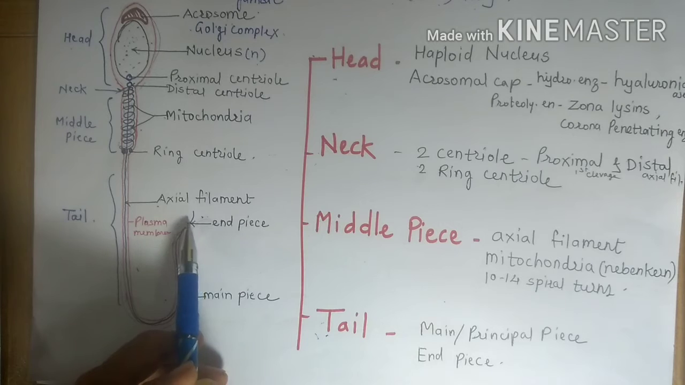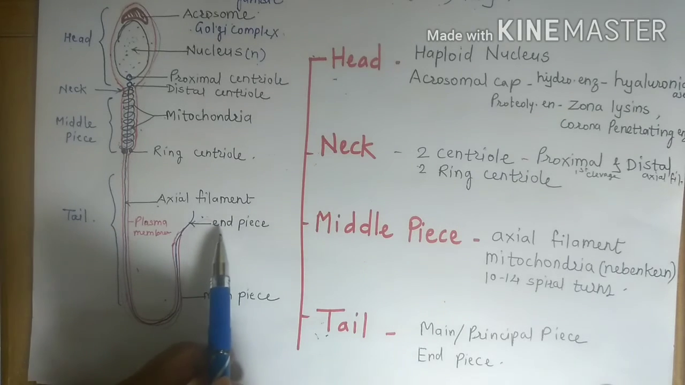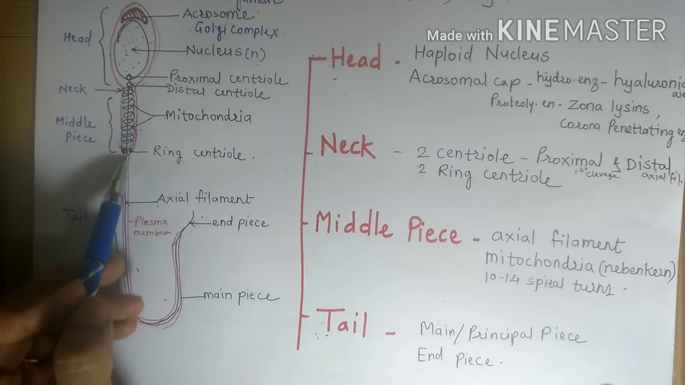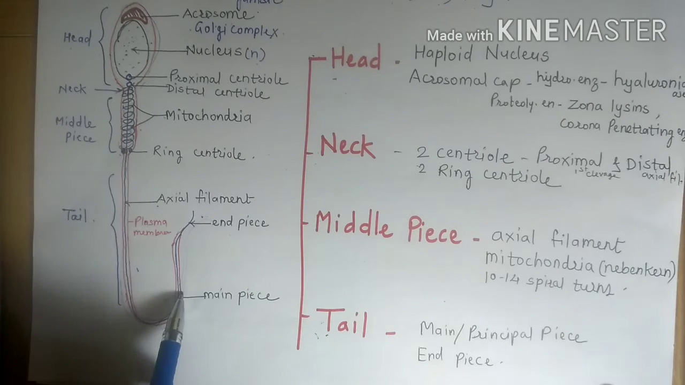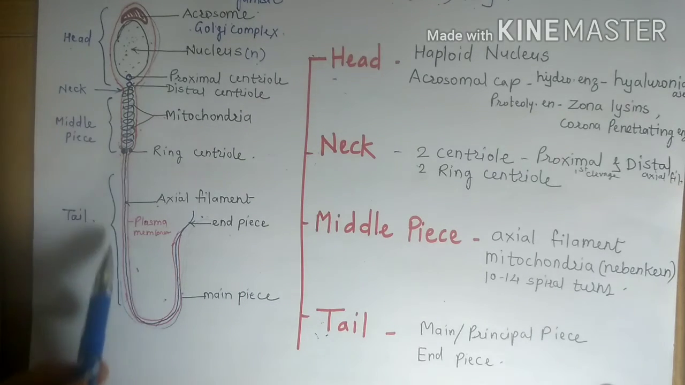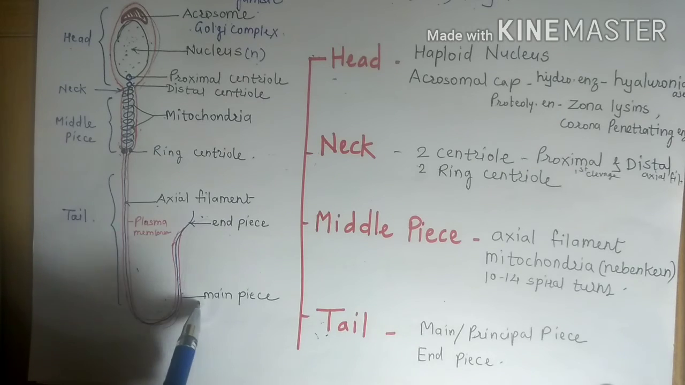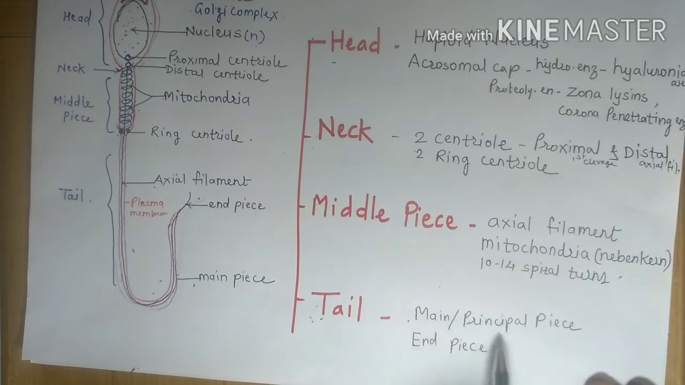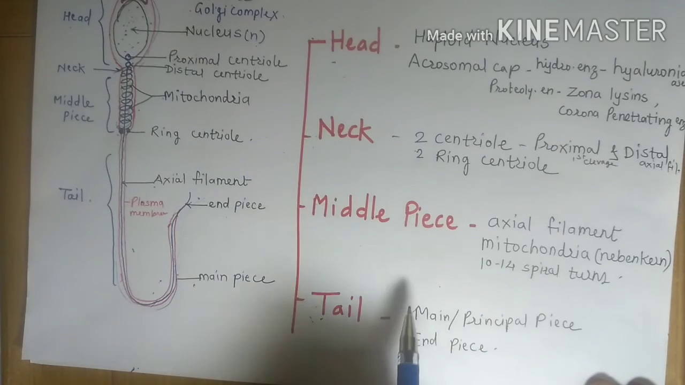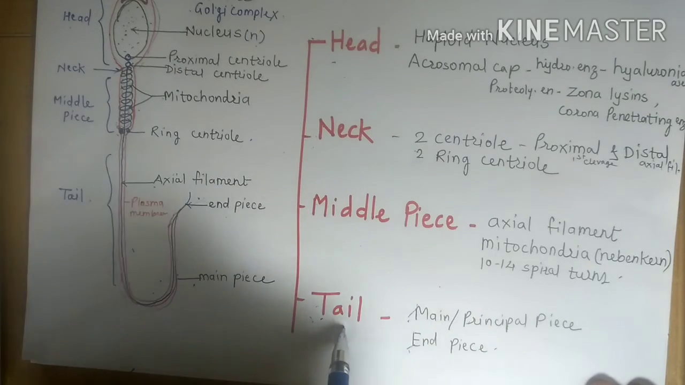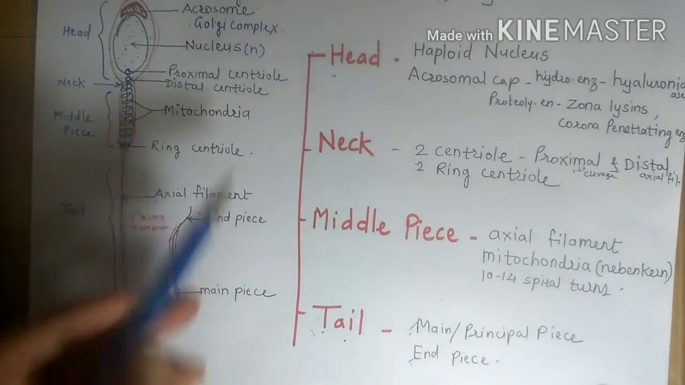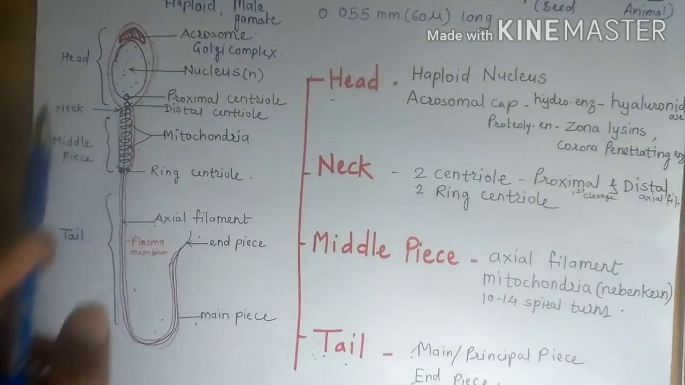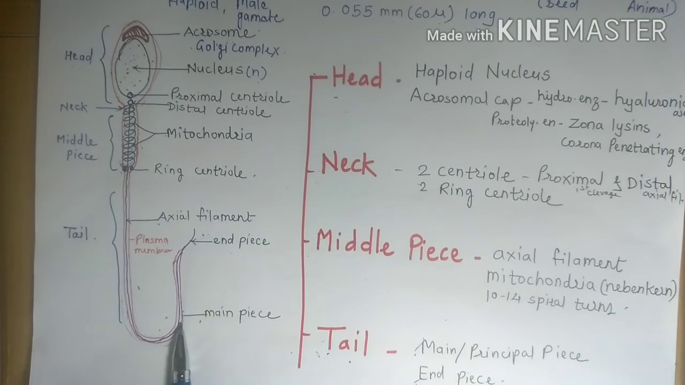The last part of the axial filament is without the plasma membrane. That part is called the end piece. And the larger part of the axial filament which contains plasma membrane is called the main piece. So the tail has two parts, the main piece or principal piece and the end piece. So head, neck, middle piece and tail: this is the structure of sperm.